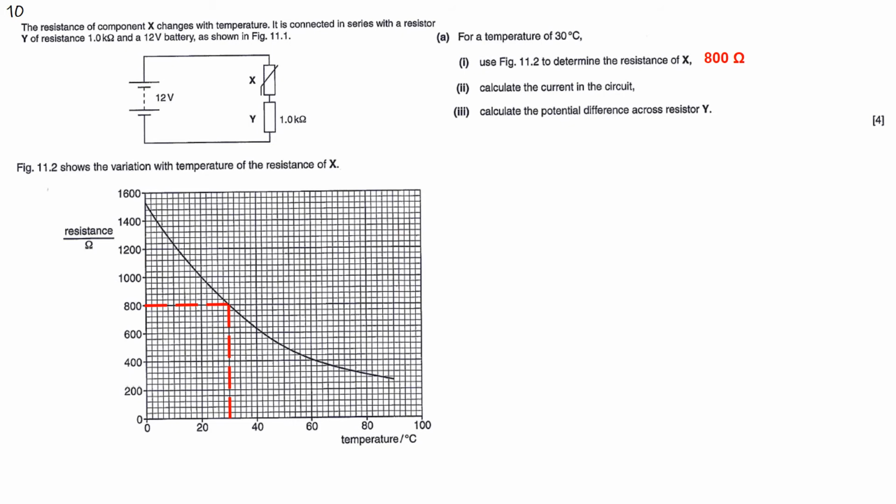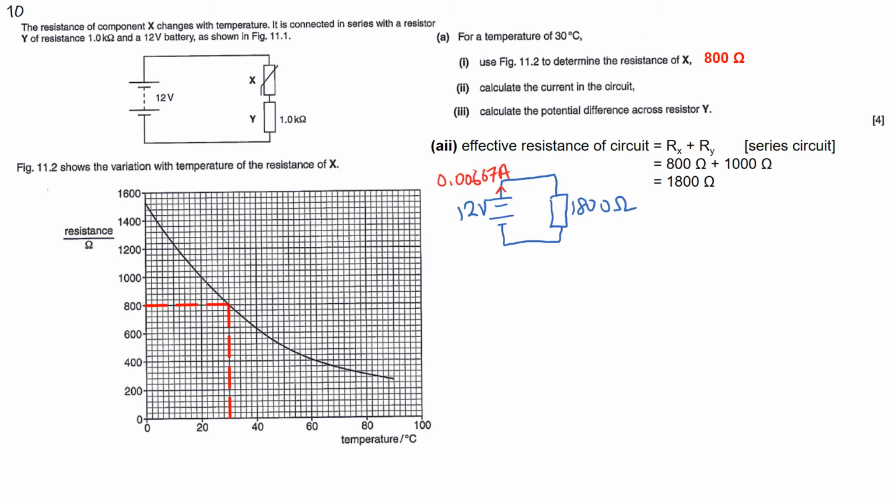Calculate the current in the circuit. Since this is a series circuit, X and Y are connected in series. Before we can find the current in the circuit, we need to find the total or effective resistance of the circuit. For a series circuit, we add the two individual resistances together. 800 ohms plus 1000 ohms gives us the effective resistance of 1800 ohms. This means that I can redraw the circuit with a single resistor of 1800 ohms connected to a 12 volt battery.